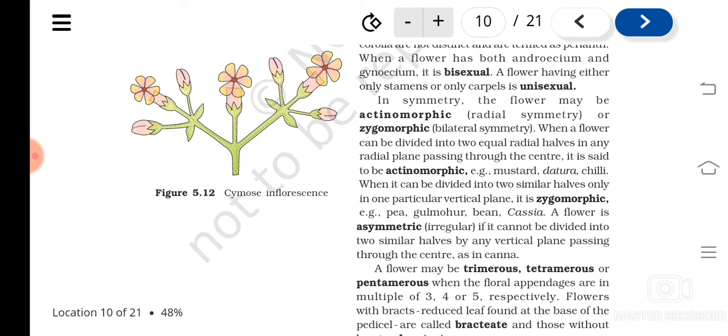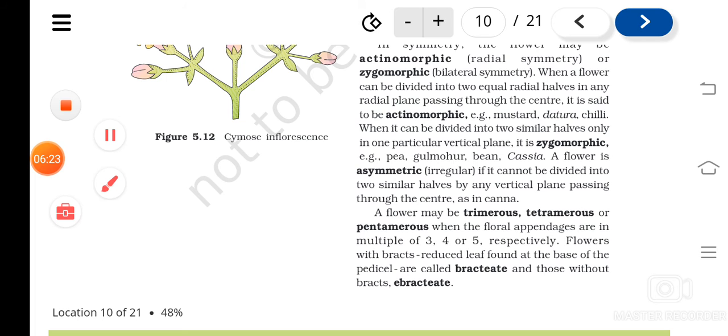Asymmetric we have studied, isn't it? In animals also we have studied. So, like this, on the basis of symmetry, flowers can be actinomorphic, zygomorphic, or asymmetric. Understood? Then, the next topic is the flower can be trimerous, tetramerous, or pentamerous.